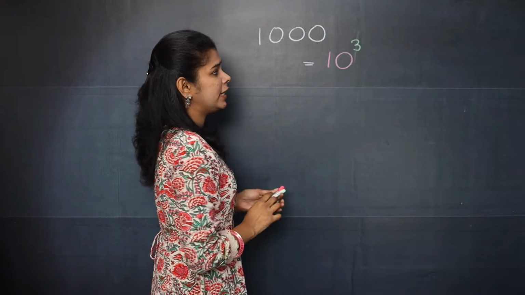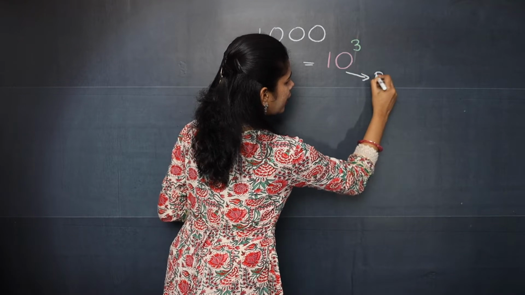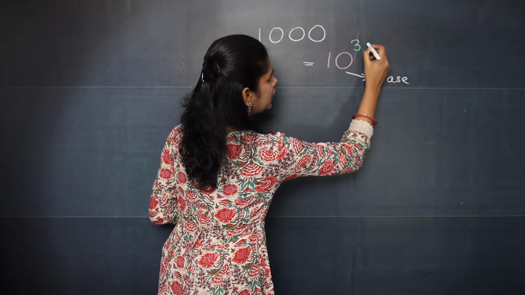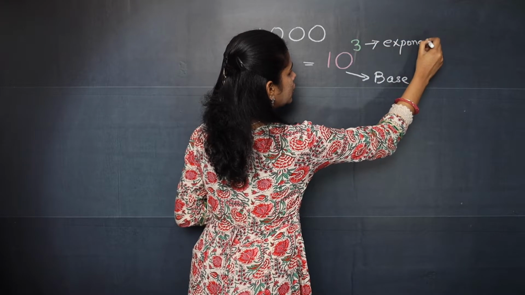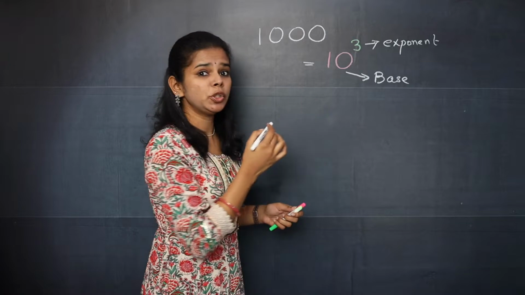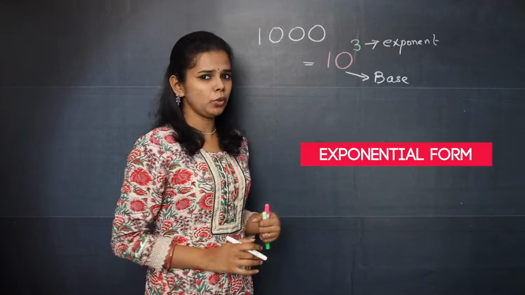So here 10 is called the base and 3 is called the exponent. So here 10 raised to 3 is called the exponential form of 1000.